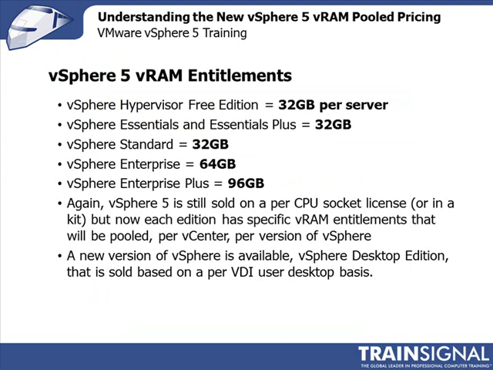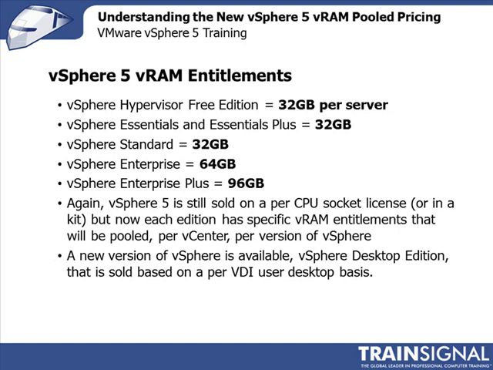So you may now be wondering, how much vRAM am I entitled to with each vSphere license that I purchase? Well, let's start with the free edition, just for comparison's sake here. vSphere Hypervisor Free Edition, which used to be called ESXi Free, is entitled to use 32 gigabytes of RAM per physical server. So it doesn't matter how many CPU sockets you have, you're not paying anything for it. You can just go up to 32 gigabytes of RAM.